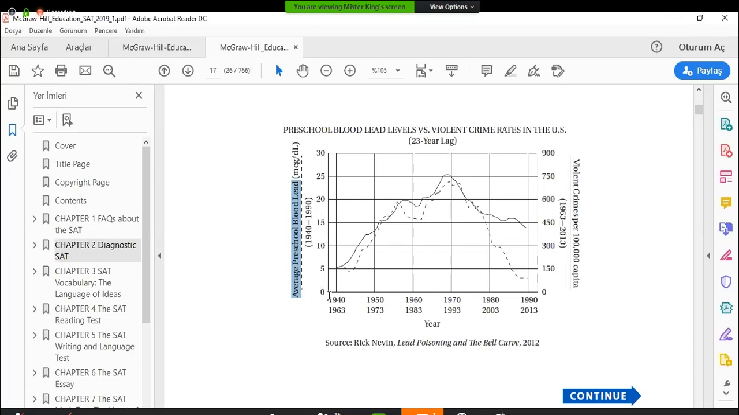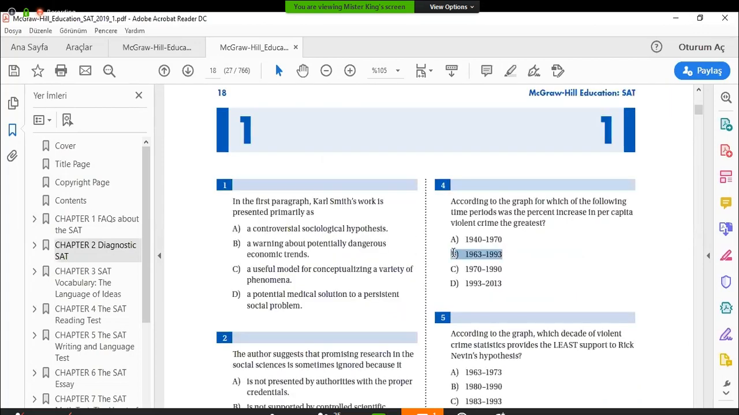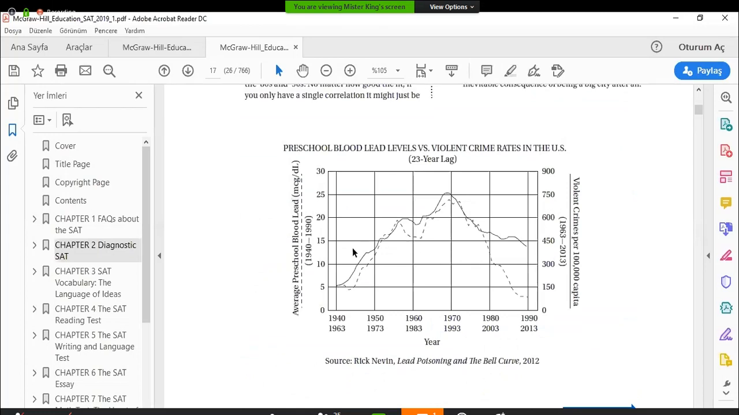I get confused with these lines. Sir, can I say something, sir? Yes. Because of the 23-year lag, A and B are a little bit confusing, sir. But when we look at the graph, as you can see at the right side, it's per capita, sir. But the left side, it's blood lead. So the dots are blood lead, and the line without the dots is per capita. So it should be B, sir.